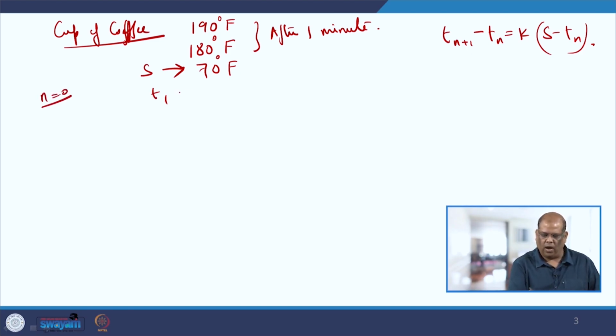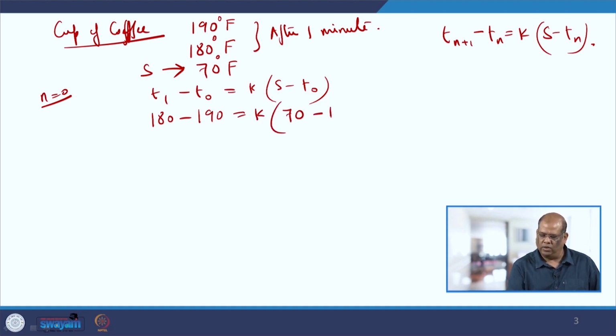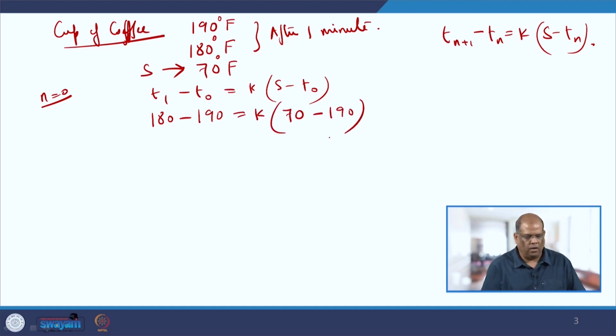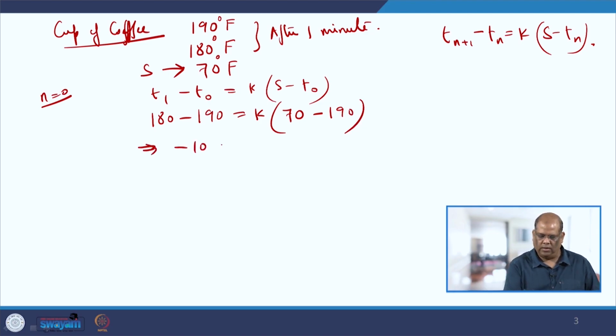So, you get T1 minus T0 is equal to K times S minus T0. Your T1 was 180, your T0 initially 190, K you do not know, and S is 70. So, you get this particular equation, you can just solve it. Minus 10 is equal to K times minus 120. So, K is 10 by 120 equal to 1 by 12.